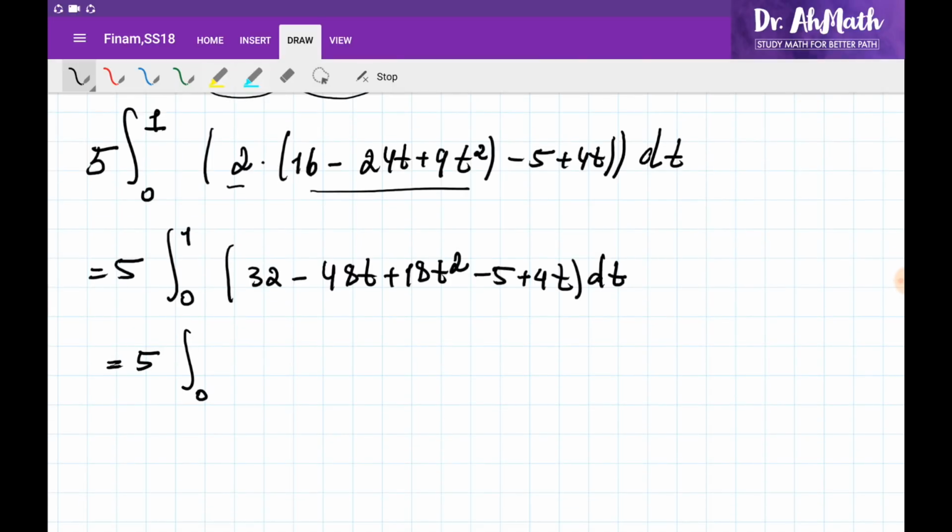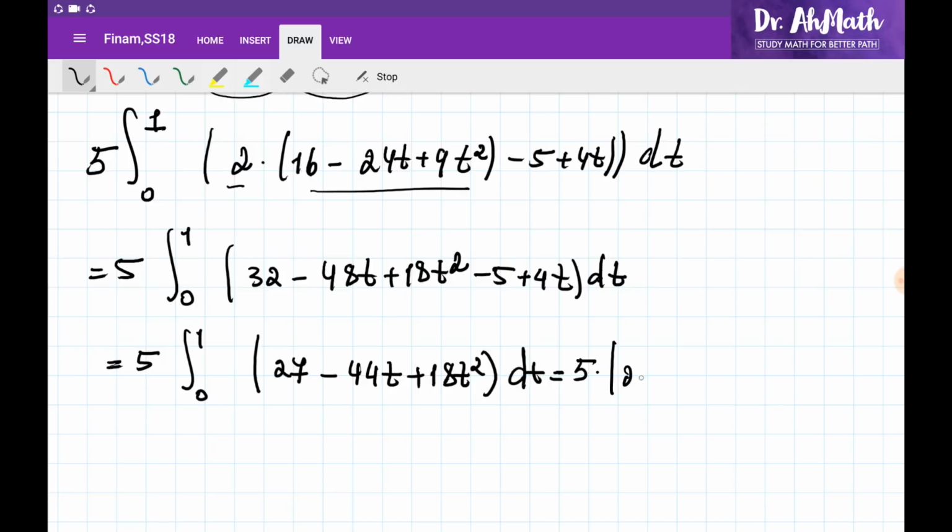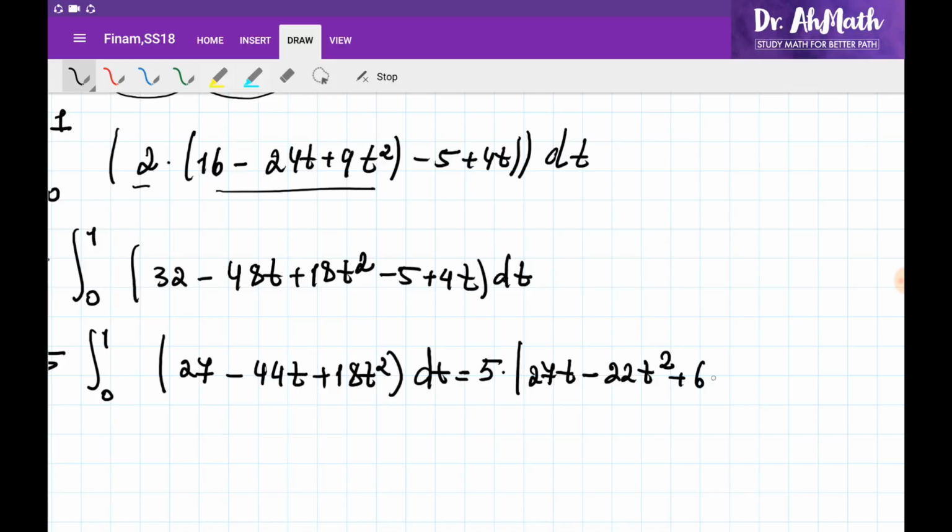So we can simplify this still. 30t minus 5, it's going to be 27. Minus 48t plus 4t, it's going to be minus 44t plus 18t squared. Let's find the antiderivative of this function. It's going to be 5 multiplied by 27t minus 20t squared plus 6t cubed. This is the antiderivative, and we need to evaluate this at 0 and 1.